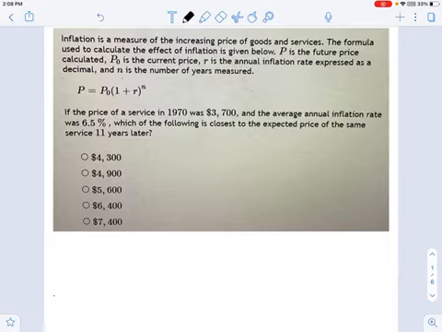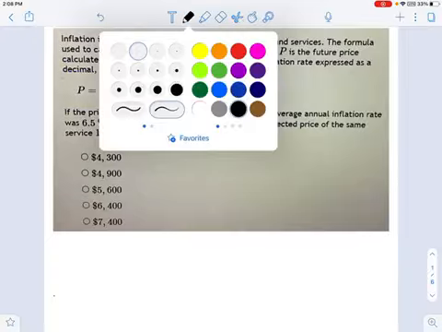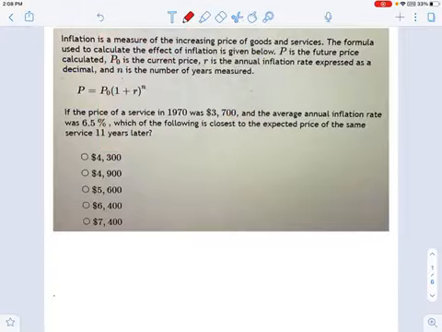So the formula here has a bunch of variables. P is the future price. Okay, that's the future price of something. P0 is the original price, or the current price. R, right there, is the annual inflation rate, and N is the number of years we're measuring it over. So let's take all of that talking and put it into some kind of equation.